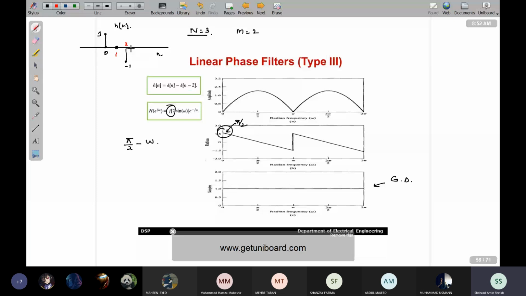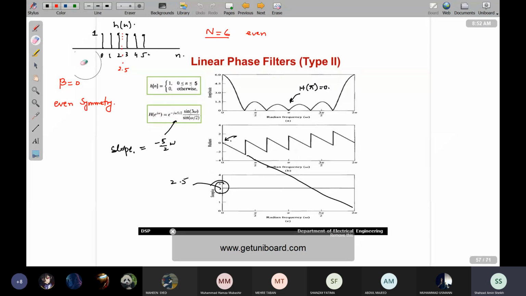The number of taps is odd as well. N is equal to 3: 1, 2, and 3. And M is equal to 2. And this time beta is equal to pi by 2. So you can see from your samples whether beta is equal to 0 or beta is equal to pi before plotting your phase response. So this time, as we had said, there is one more thing regarding this: for even number of taps, type 2, there was a restriction that h of pi is equal to 0.